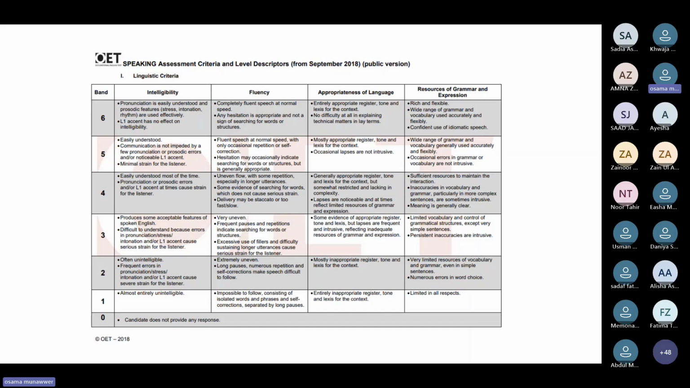So again, this is just a counseling spot that we have in our OSCE. इसमें कोई बहुत technical terms आपने use नहीं करनी. In fact, you have to make it simple for the patient to understand it. So उसमें obviously the more confidence you have with practice, you'll be better able to translate these complex stuff into simpler everyday terms. So just make it easy for the patient to understand. And yeah, that's basically it. Resource of grammar and expression, rich, flexible, wide range of grammar, vocabulary, used accurately, confident use of idioms.